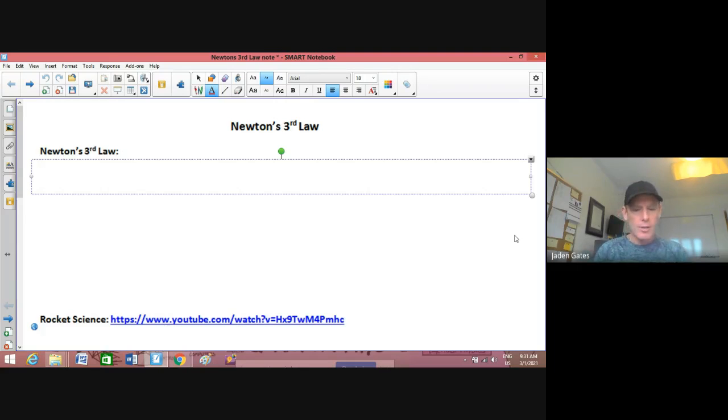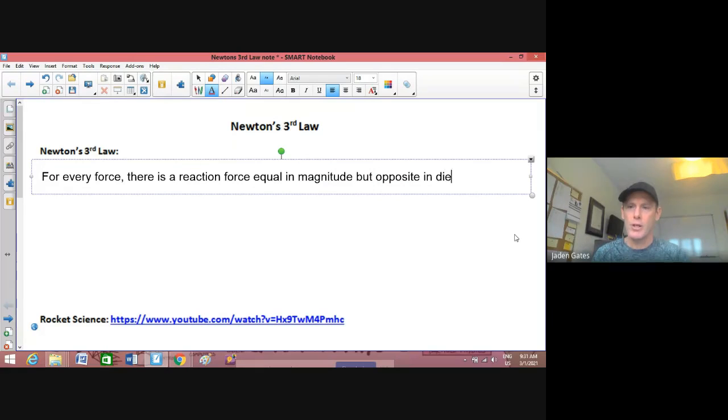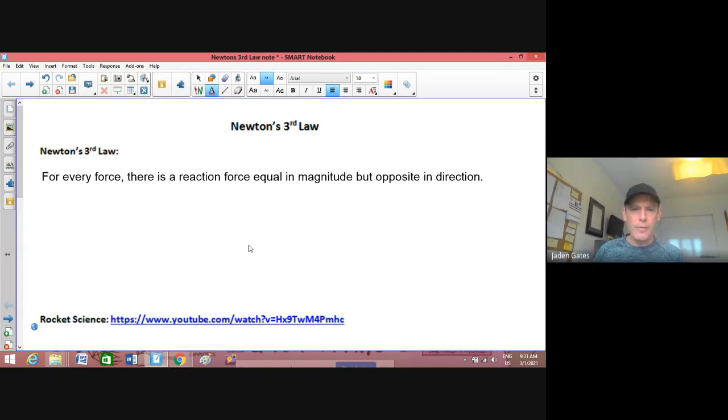Our third law says for every force, there is a reaction force equal in magnitude but opposite in direction. All right, so an example of that, a couple of examples.